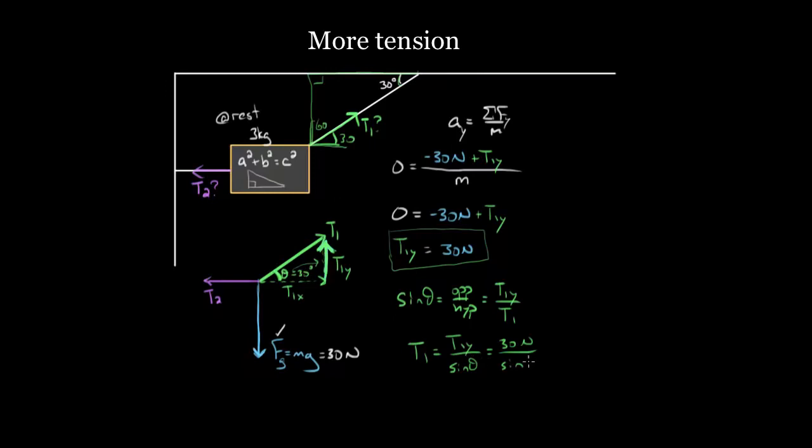So when I'm taking my sine of 30 degrees, I get 30 newtons divided by sine of 30, and sine of 30 is 1/2, so 0.5. So I get that this is 60 newtons.